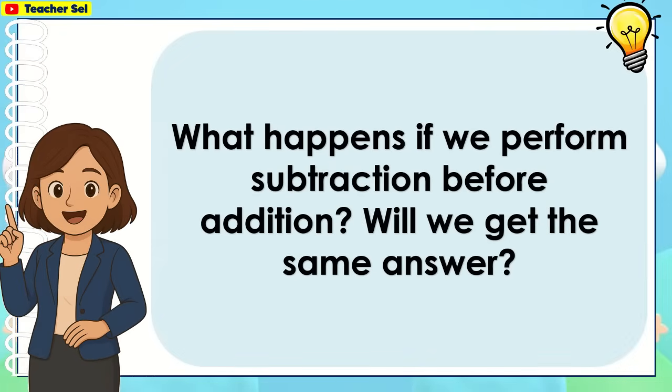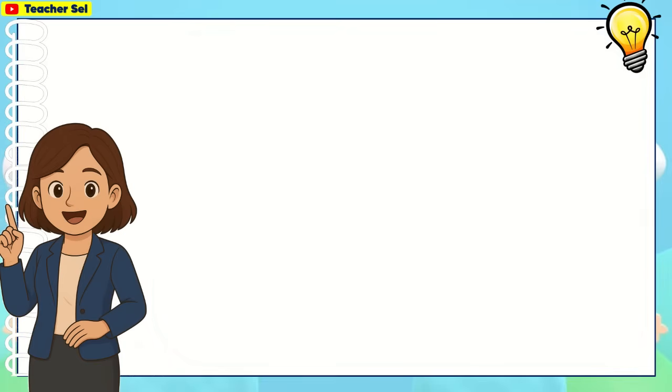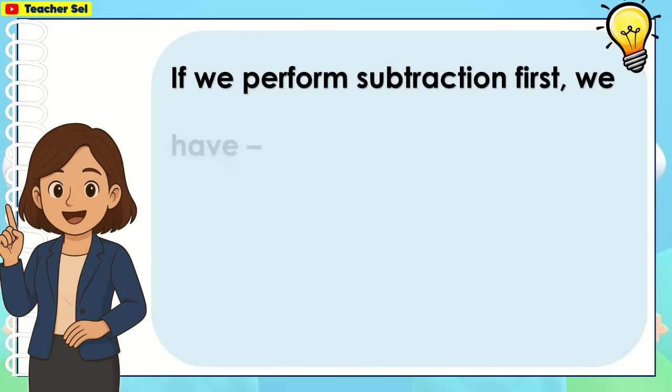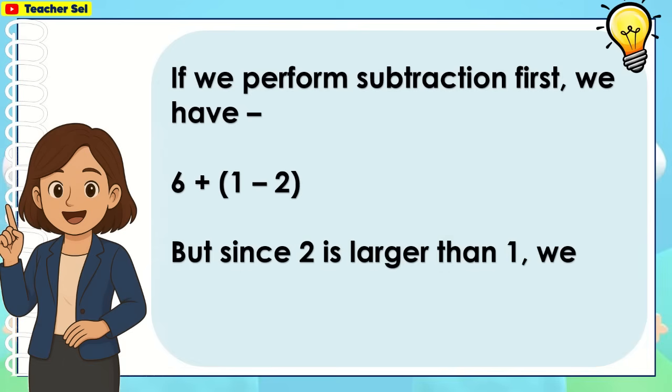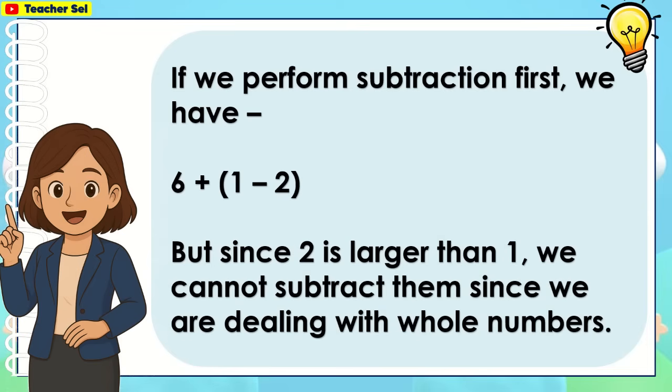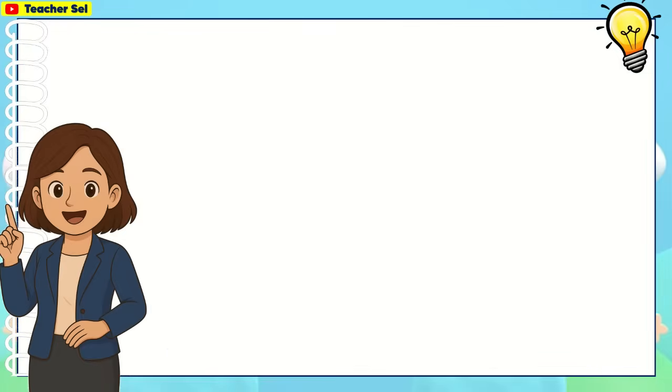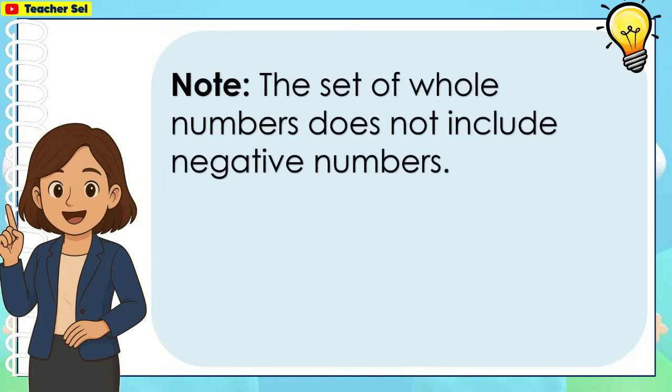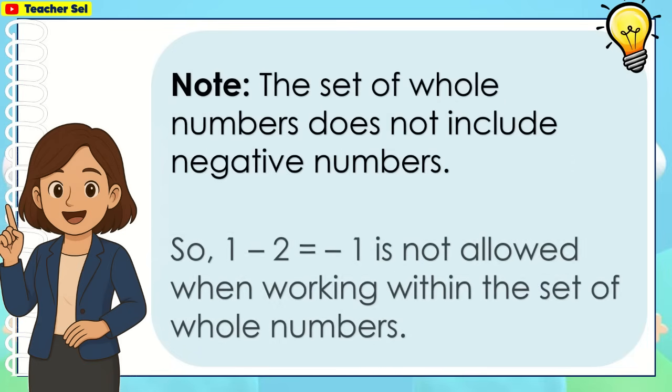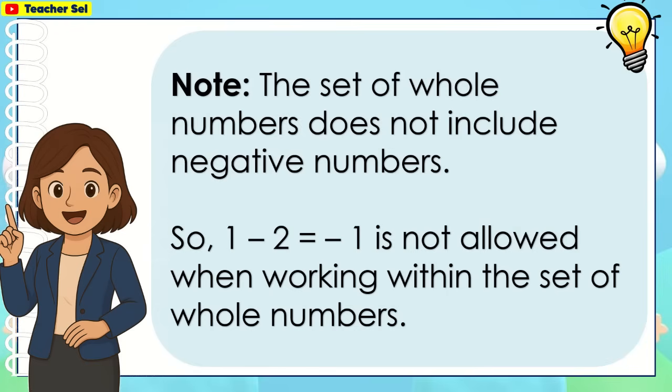What happens if we perform subtraction before addition? Will we get the same answer? If we perform subtraction first, we have 6 plus, open parenthesis, 1 minus 2, close parenthesis. But since 2 is larger than 1, we cannot subtract them since we are dealing with whole numbers. The set of whole numbers does not include negative numbers. So, 1 minus 2 is equal to negative 1, which is not allowed when working within the set of whole numbers.